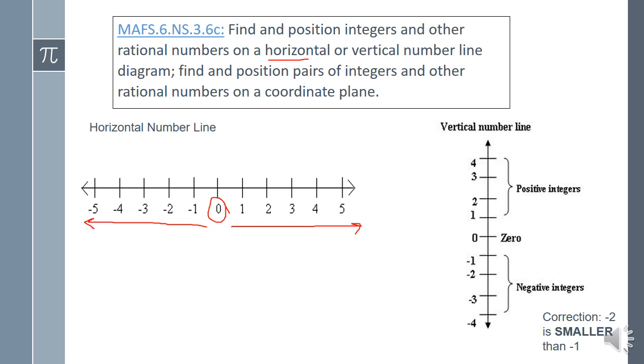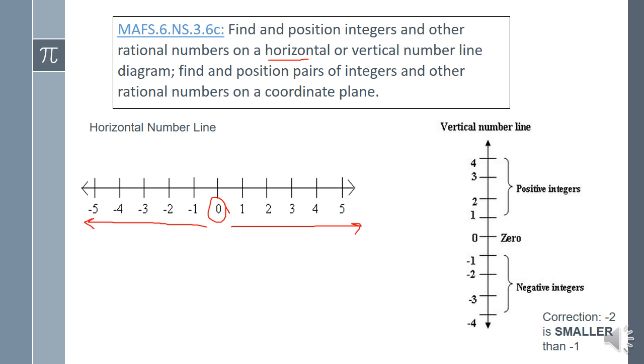Another way to think of this when you're dealing with the left side of 0 is that the number that's closest to 0 is actually the bigger number. Okay, and that's only for negative numbers. But when you're dealing with positive numbers, the number that's furthest away from 0 is actually the biggest number.